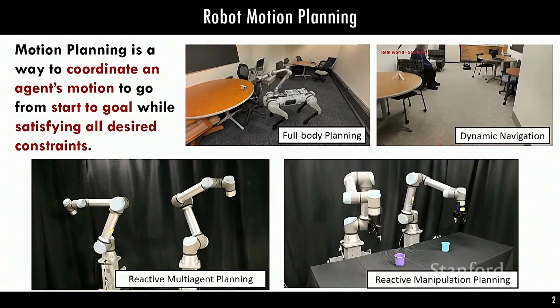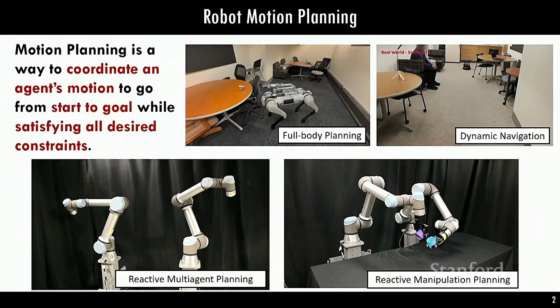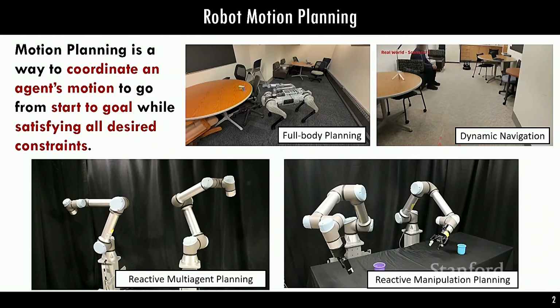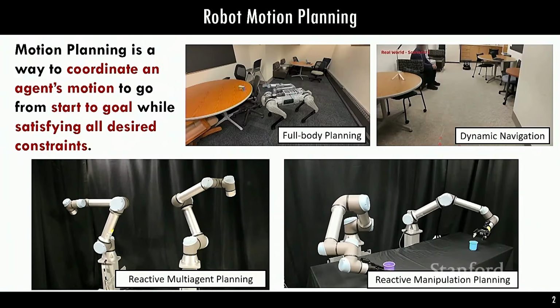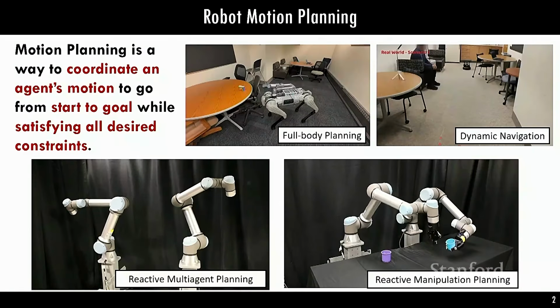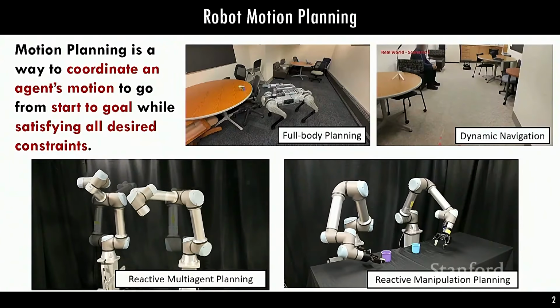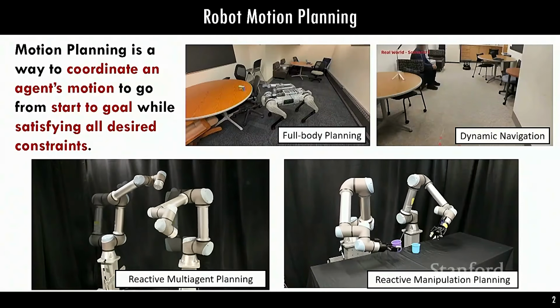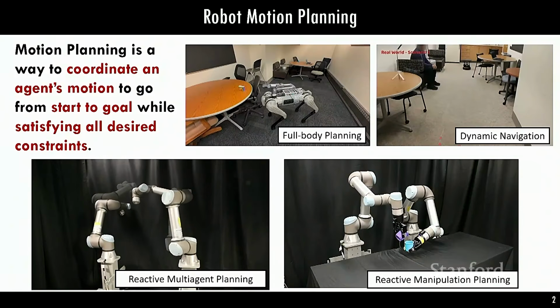Another area that we are very interested in is reactive manipulation. While a robot is solving manipulation planning problems under constraints, it may experience some disturbances. How does the robot dynamically adapt to those disturbances and continue to solve the assigned task? Lastly, we are also applying these motion planning tools to reactive multi-agent planning, where you have a large number of agents performing their assigned tasks, and they have to reactively avoid collision with each other.